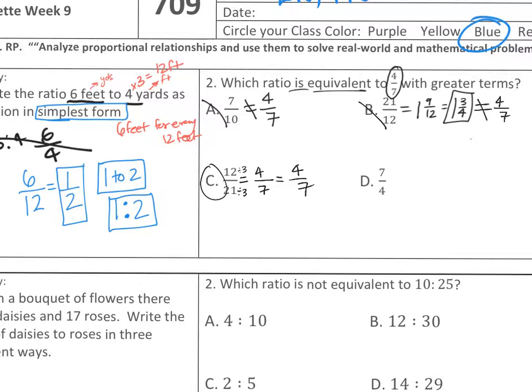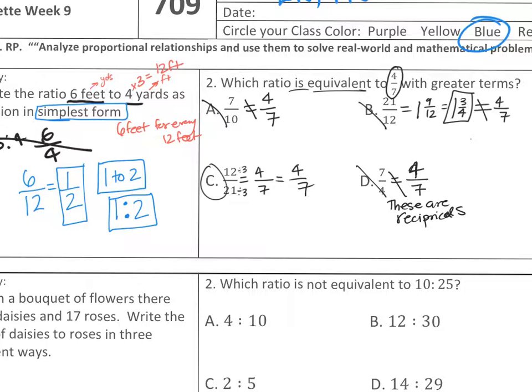And then D, 7/4 is not equivalent to 4/7. Yes, it has the correct numbers, but they're not equivalent. Here we could also say these are reciprocals. Reciprocals are when the fractions get flipped. So if you have 5/7 and then they're asking you for the reciprocal, it would be 7/5. So those are reciprocals, but they're not equivalent. So that can't be it either.